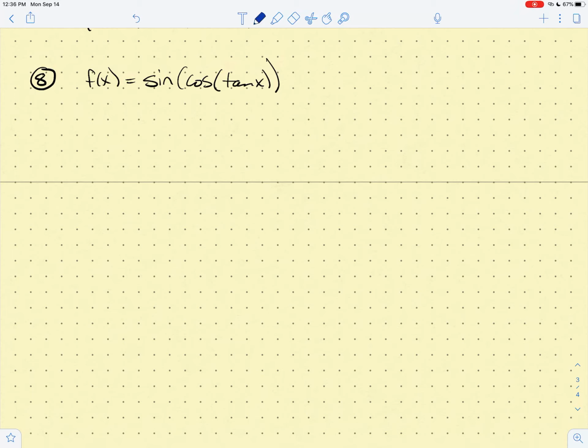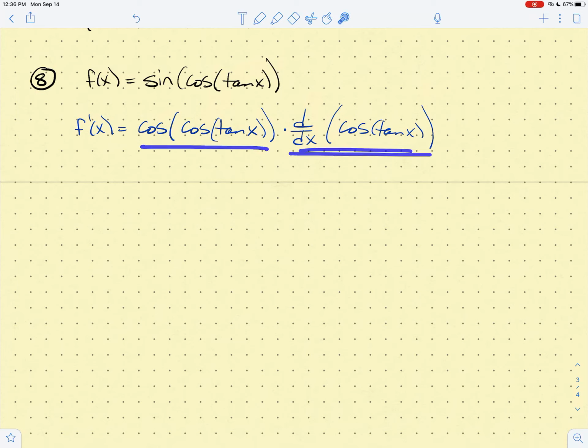And so you can write down f prime of x is the derivative of the outside, which is cosine. Plug in the inside, which is cosine of tangent of x. And then if it helps you, you can go ahead and write, we want to multiply by the derivative of cosine of the tangent of x. I'm just writing this down so I can keep track of what's up. So all I did was take the derivative of sine and say that that's cosine. I plug the inside into that, and then I recognize I've got to take the derivative of the inside, so I wrote that here. Now I'm going to do it again.